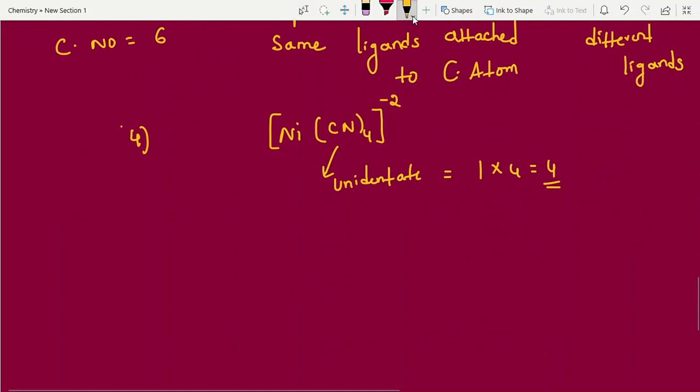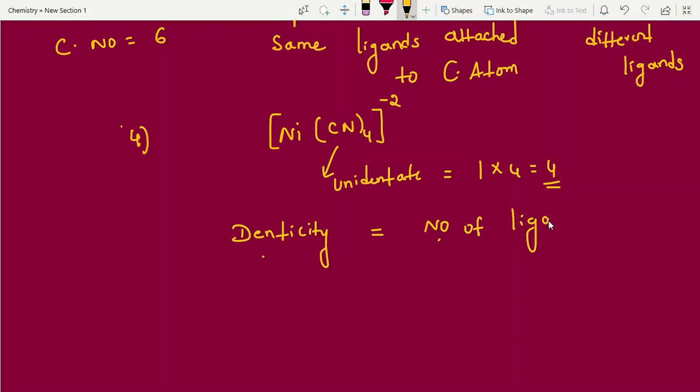If you want a shortcut, you can take it, students. I am writing denticity equal to number of ligands into... okay, one second. We can calculate the coordination number, that is better. Yes, coordination number equal to number of ligands into denticity.